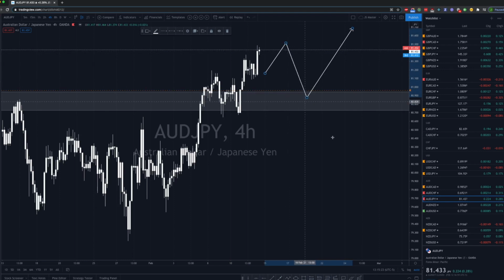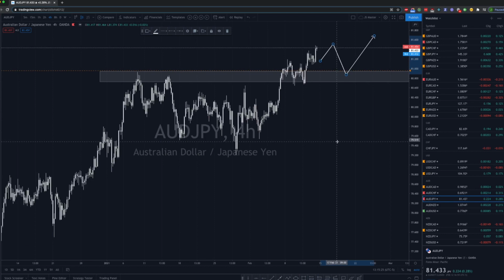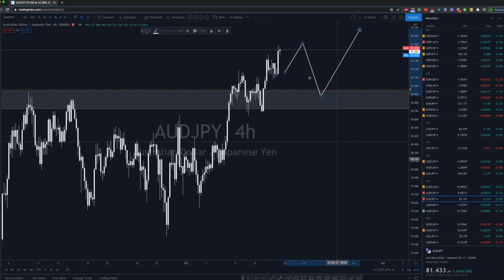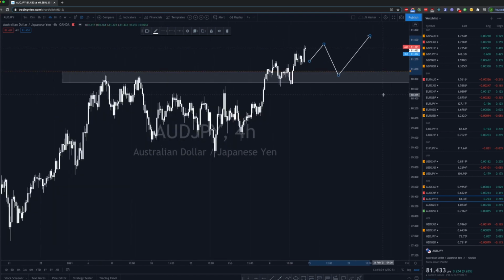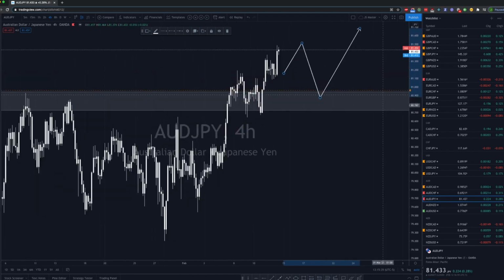I'll look for rejection. But I'll just keep an eye on it, right? It already grabbed whatever orders it had to from this level. It already made the retest. So I don't know, what might actually set up on this pair for me would be a continued move higher.